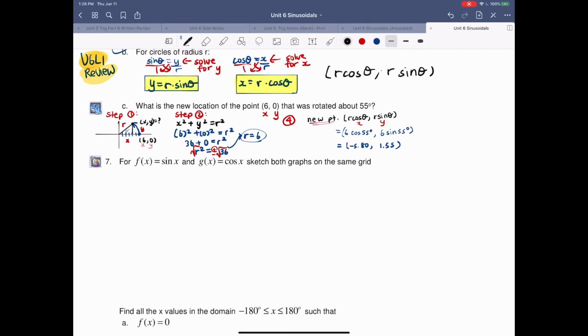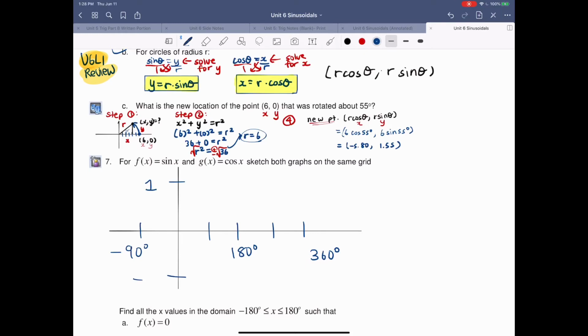Question 7. I hope you're getting more comfortable with drawing your sine x and cos x. It takes time, but it becomes like drawing. Okay, so this is 360 degrees. This is 180 degrees, and this is negative 90 degrees. I know that I want a max of 1 and a negative 1. In this version of this graph, they said for f of x equals sine x and g of x equals cos x, sketch both graphs on the same grid, right?